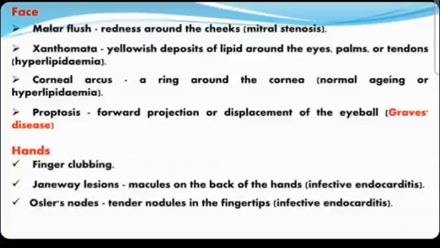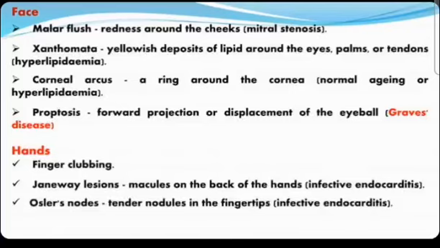Face. Malar flush, this is a redness around the cheeks, seen in mitral stenosis. Xanthomata, yellowish deposits of lipid around the eyes, palms, and tendons, seen in hyperlipidemia. Corneal arcus, a ring around the cornea, seen in normal aging or hyperlipidemia. Proptosis, this is a forward projection or displacement of the eyeball, seen in Graves' disease.